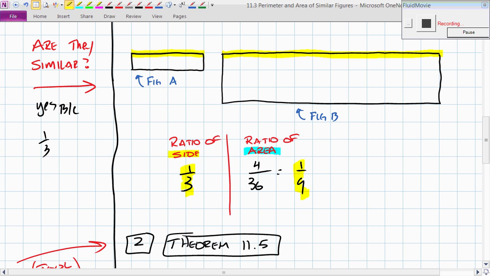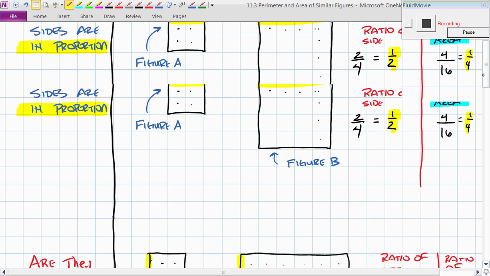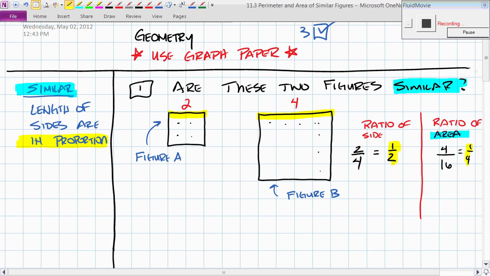It's just squared. Yeah, it's just squared. So let's go back to the first one here. Look at the top of your page. If two figures are similar, then the ratio of their sides and the ratio of their areas are related. All you got to do to get the area is square the ratio of the sides. So 1/2 squared is 1/4.